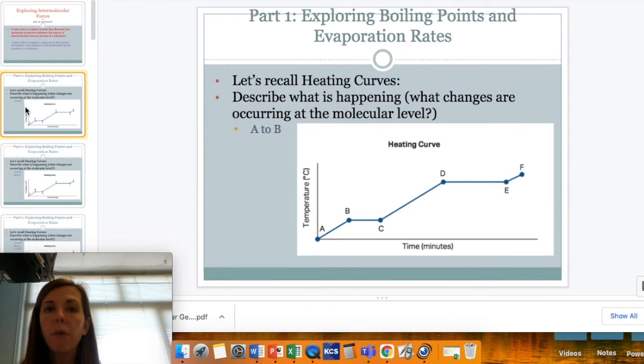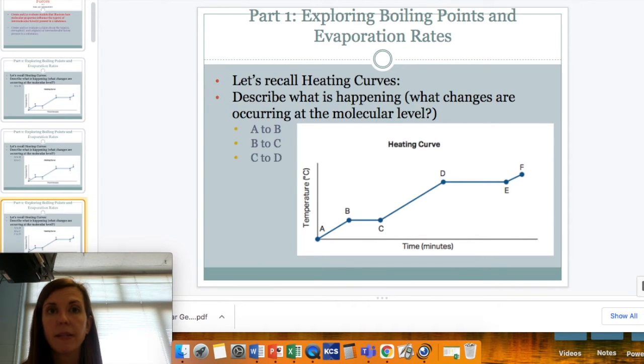So we're going to start today with part 1, exploring boiling points and evaporation rates. So let's recall heating curves. I want you to describe what's happening at each phase or state or position in the graph. All right, so we're going to start with A to B, B to C, C to D, D to E, and E to F.